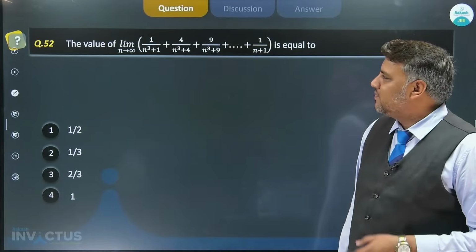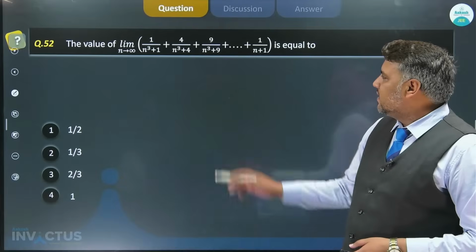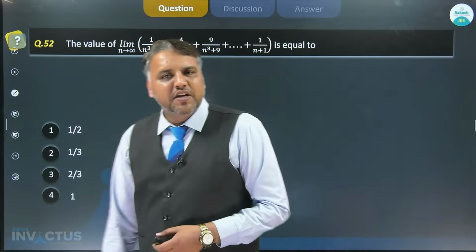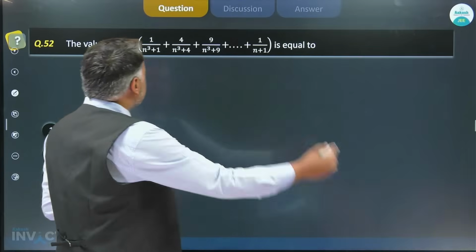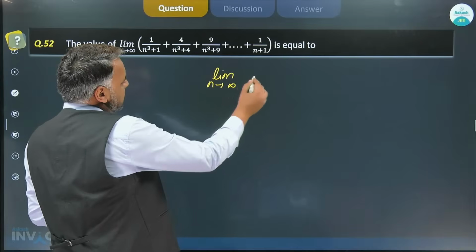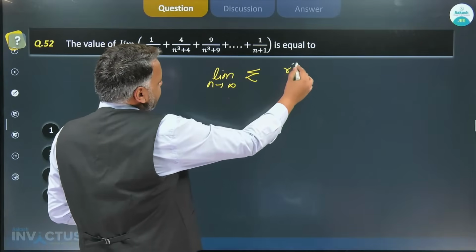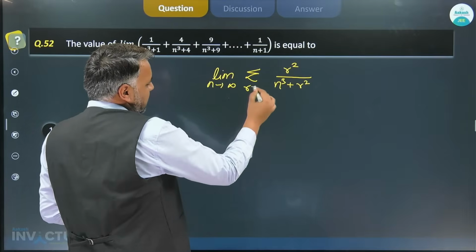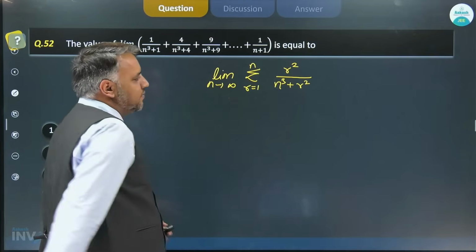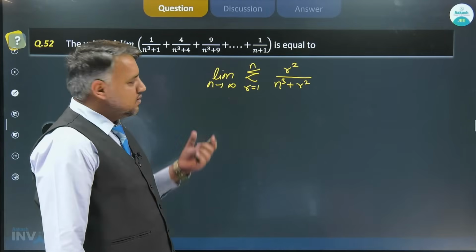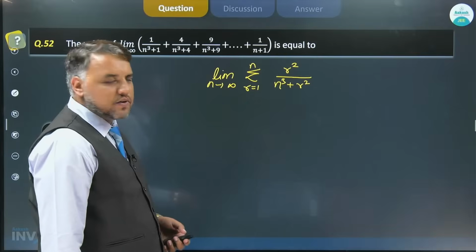Okay, next question. We have to find the limit of this sum. So let us write the general term of this series. So we have to find limit n tends to infinity, summation of r square divided by n cube plus r square, r moves from 1 to n. So this question is based on squeeze play, or you can say sandwich theorem.